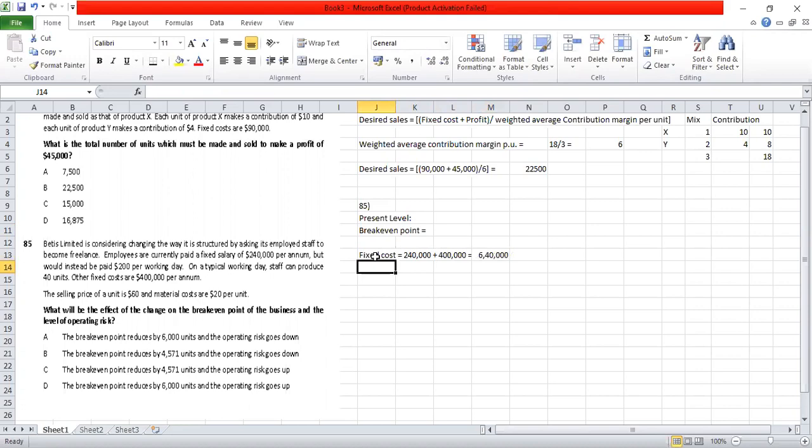Then at this particular level, what is contribution? One second, just give me 1 second.